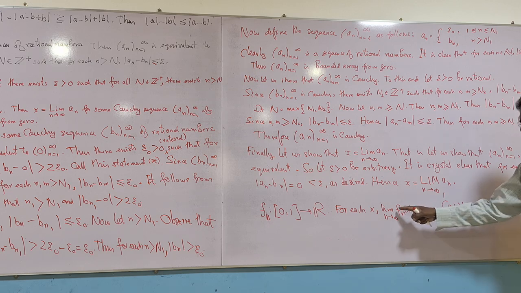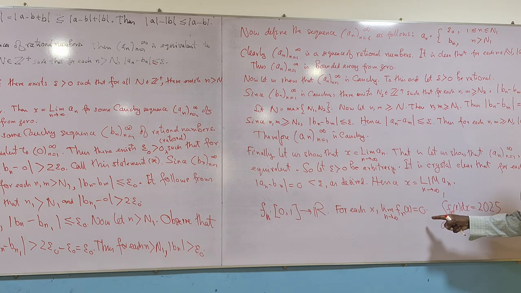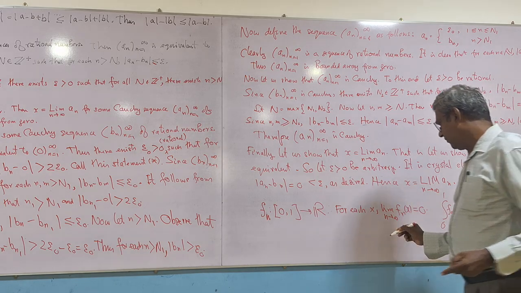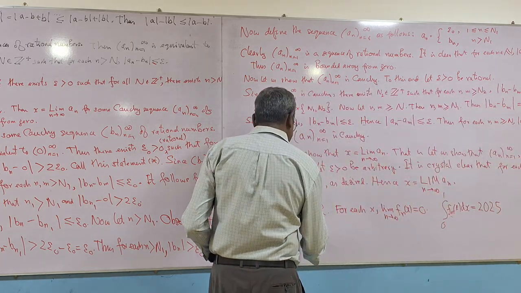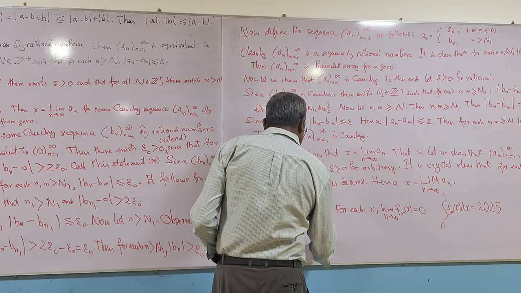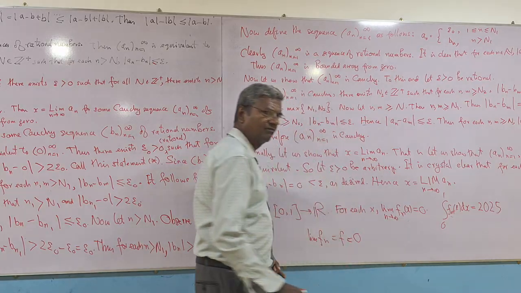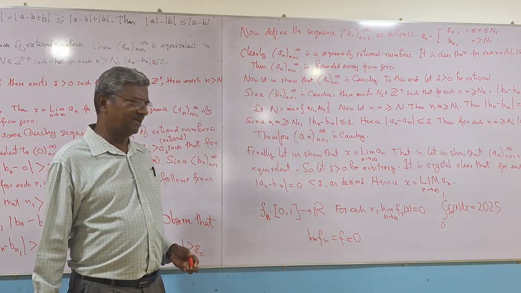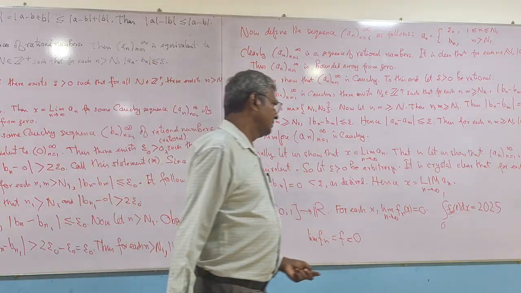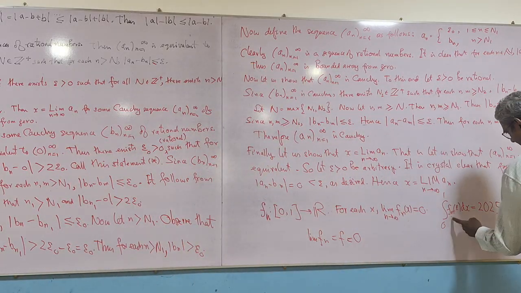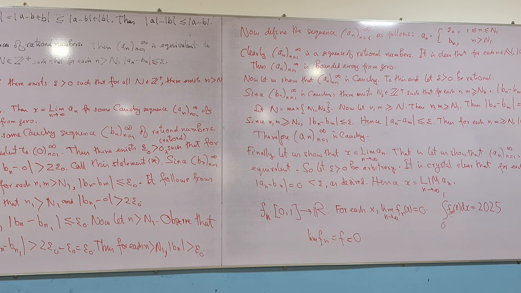And suppose now, can you see, at each x, f_n(x) goes to 0. So therefore you can say the limit of f_n is f, which is equal to 0. The limit of f_n is 0. So, if the integral of f_n(x) dx is 2025, then what is the answer for the limit of this one?